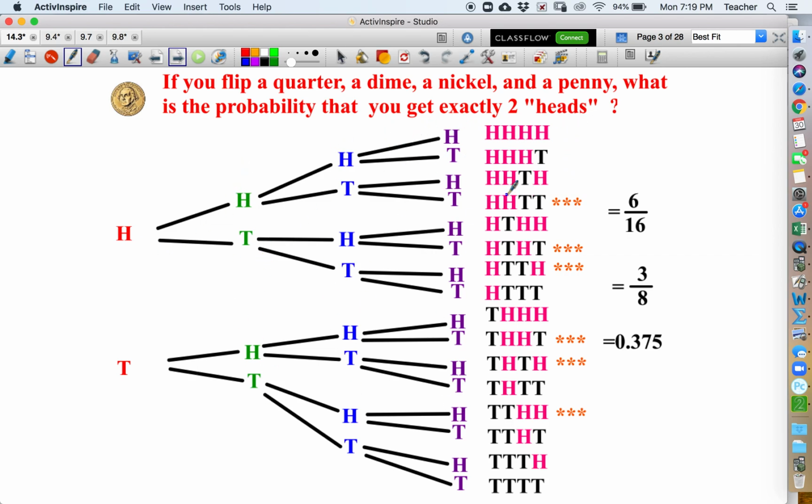Exactly 2 heads would be this one right here, and this one right here, 2 H's each time. So one way to do it would be to create an enormous sample space and then see how many 2 H's you have, which is 6 out of 16. And that is a really, really cumbersome task.